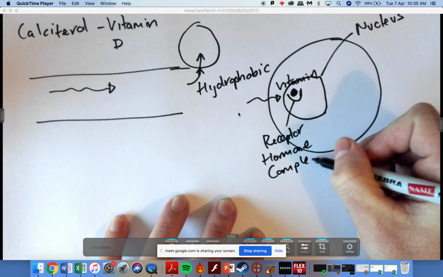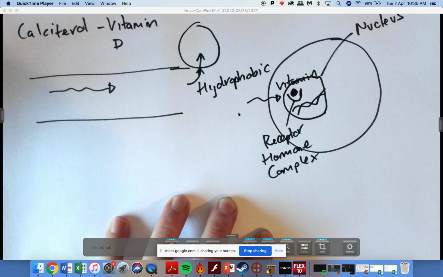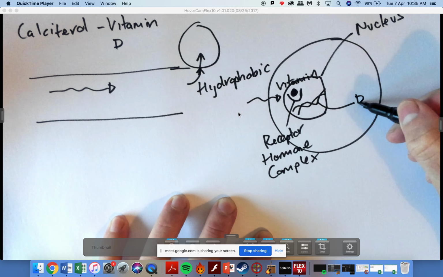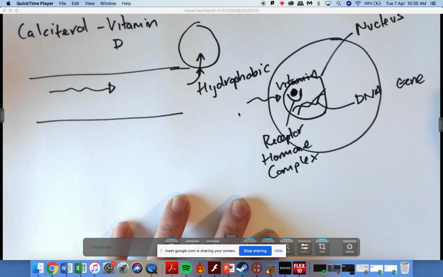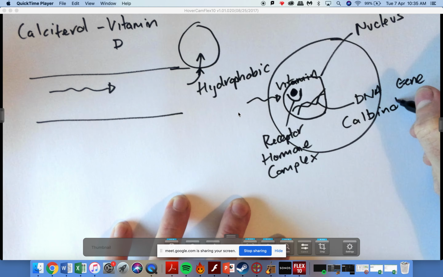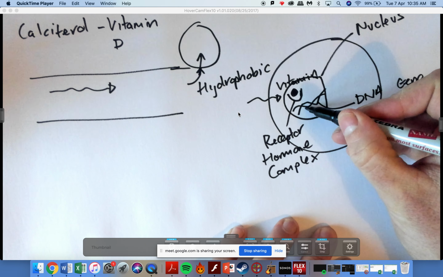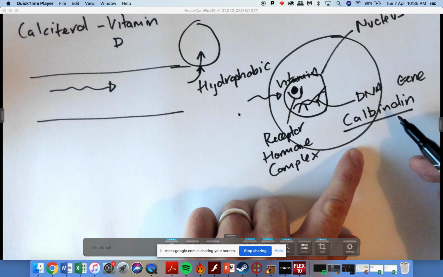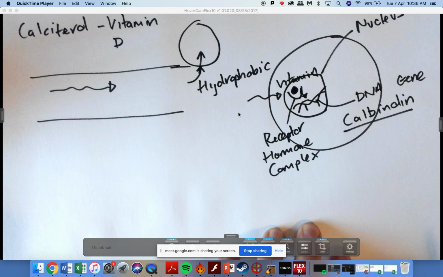And that receptor hormone complex is then going to go and find the bit of DNA. It's going to find the correct gene. And the gene that it binds to is called cal-bindin. So the cal-bindin gene is in the DNA, in the nucleus. So the receptor hormone complex goes and it binds, well, it binds near to the cal-bindin gene.